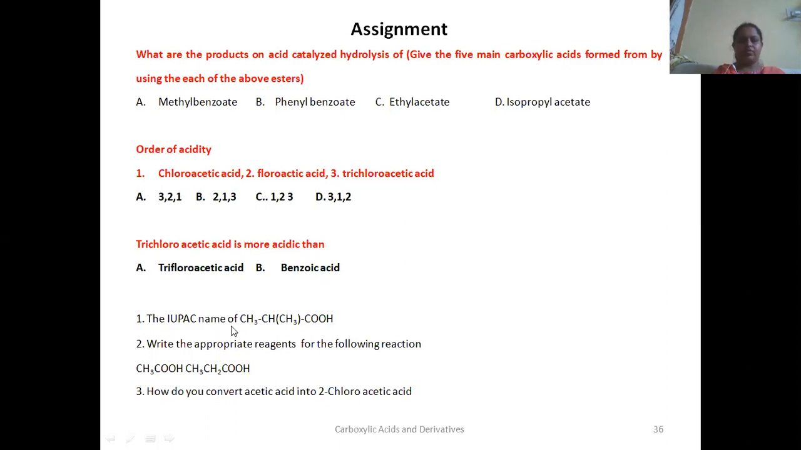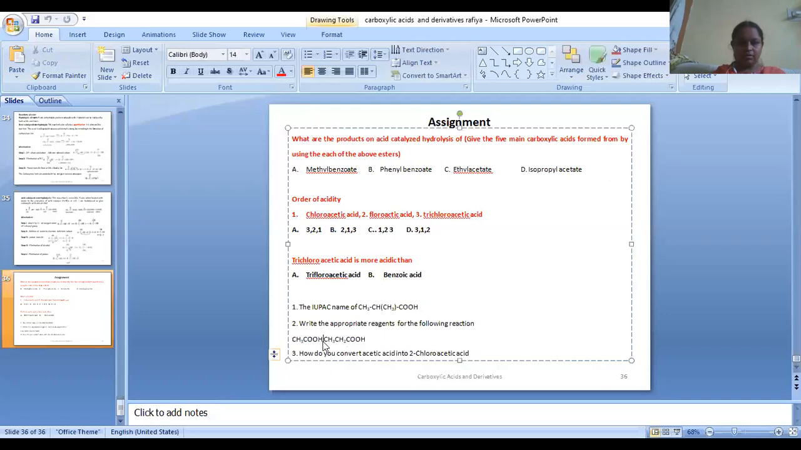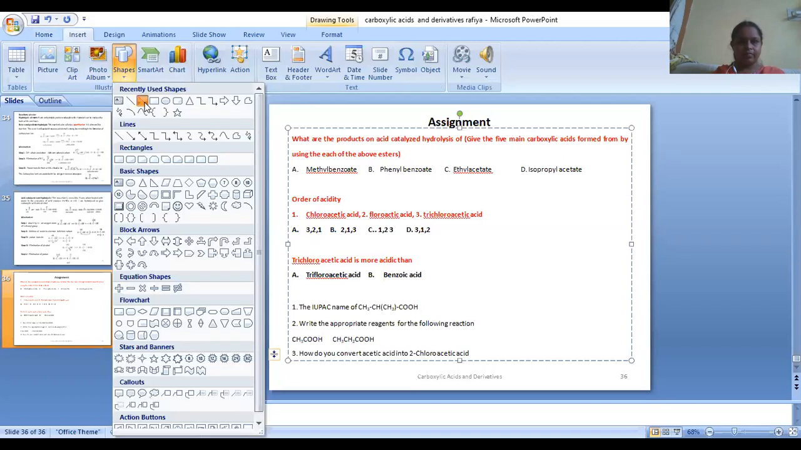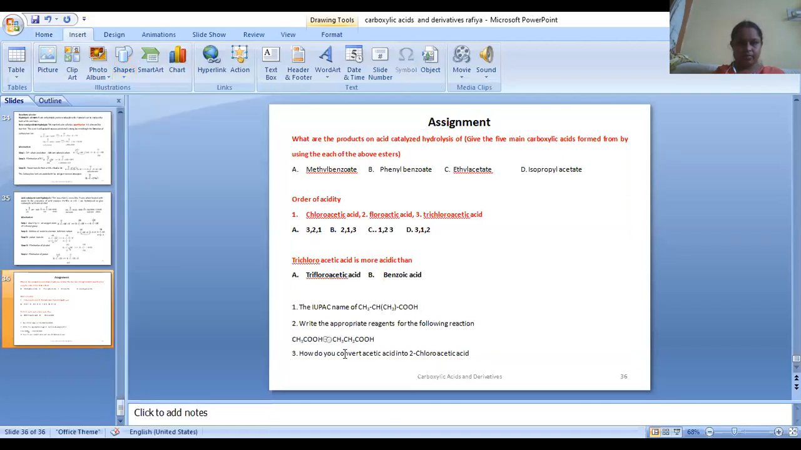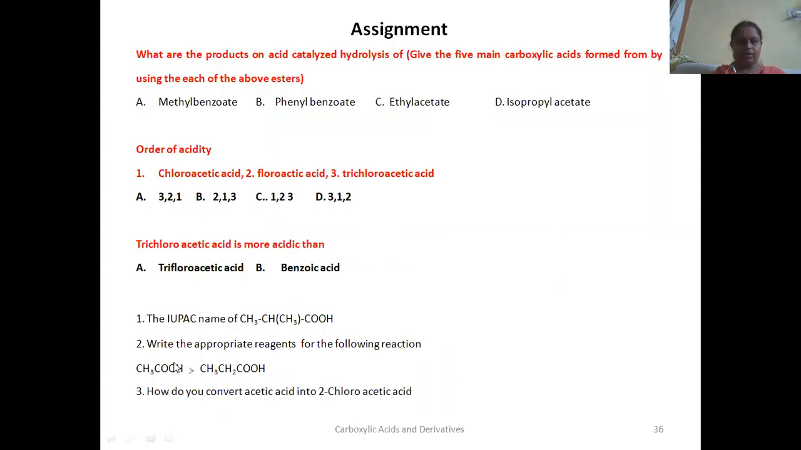And the other is the IUPAC name. Write the IUPAC name for this compound. There is an arrow mark here. First select the long chain and then see the substituents.